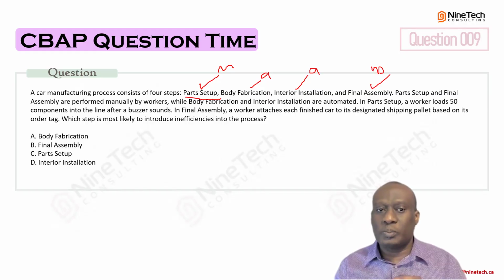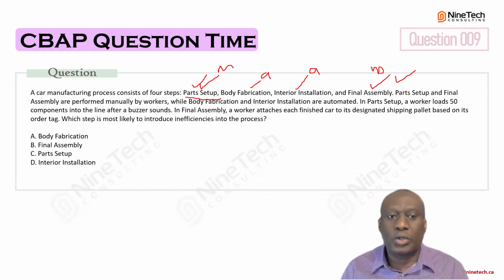the manual step. So it could be either part setup or final assembly. So let's look at the options. Body fabrication, no. Why not body fabrication? Because body fabrication is automated. So there'll be less inefficiencies coming from that automated system. Final assembly. Yes, final assembly is manual. So let me just put the dots there. Part setup. Part setup is also manual. I put a point there. Interior installation is automated, so it cannot be that.